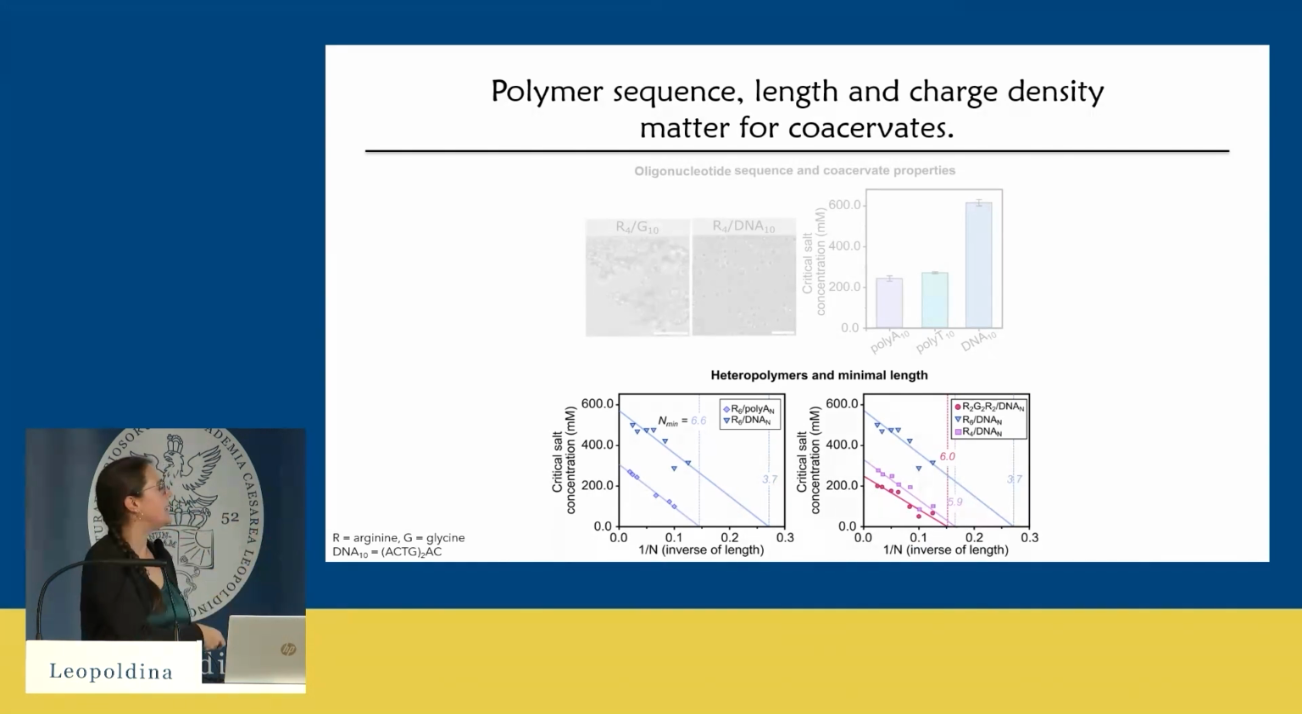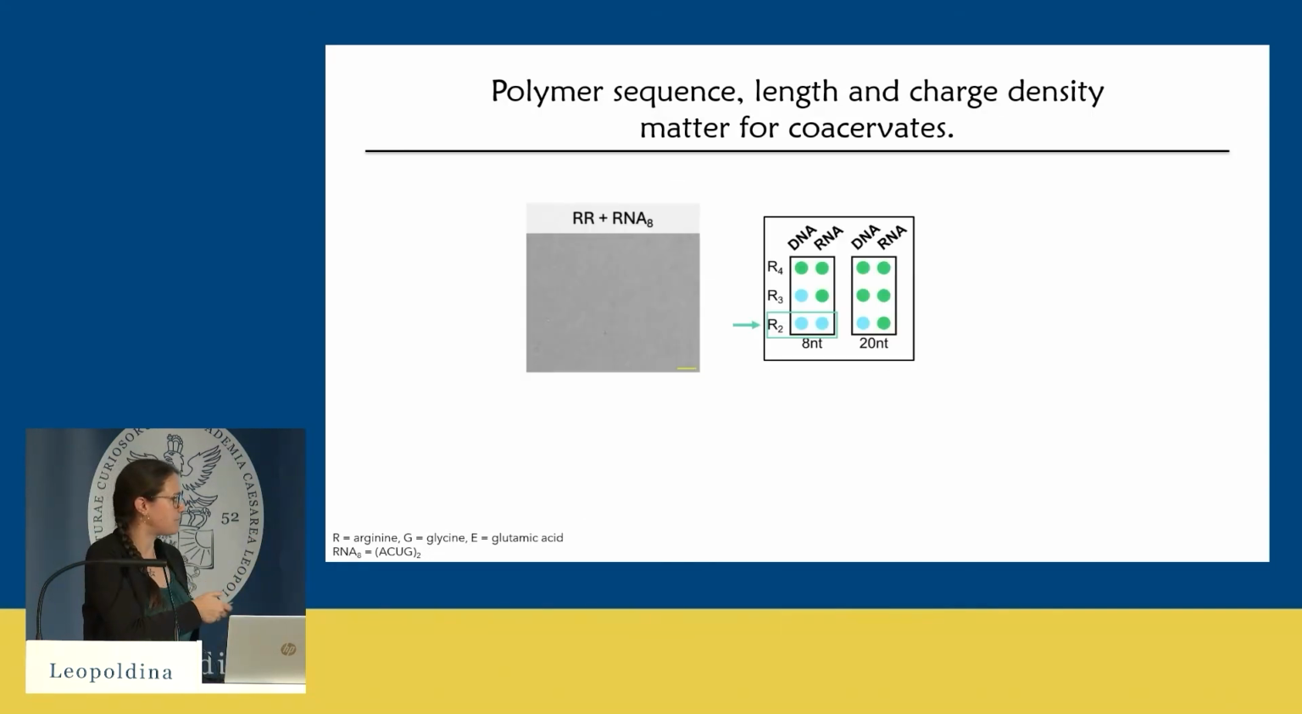And the minimal length is also in favor of mixed sequences compared to one homopolymer. We also played a bit with the different peptides, and what we can see is that even if you start using mixed peptides that have mixed sequence and not just arginine, so going again towards something more prebiotically plausible, you still have coacervates that form with relatively short peptides and DNA strands.